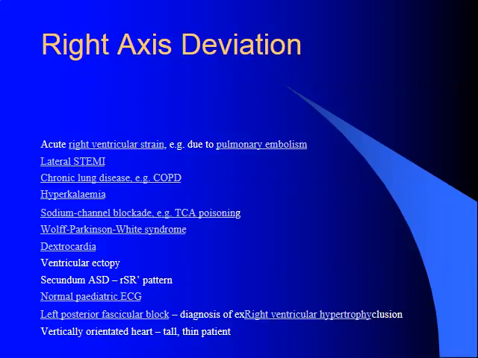Left posterior fascicular block is, again, a diagnosis of exclusion here. And then the vertically oriented heart, noted in the tall, thin patient. Think about them stretching out in vertical length. You're going to have an orienting of that heart to where it's not sitting as much down to the left as it is straight down, up and down. And so you can see some axis shift from that.